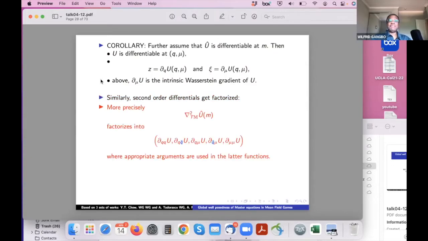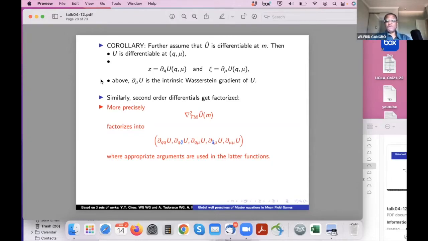Similarly, when you look at second order differential operators, they get factorized. So the Hessian of U, which I wrote on the tangent space, is going to factorize into objects which depend only on Q and mu. And I have written there the list of objects. So when you write your second order Taylor expansion in the Hilbert space, you see a second Taylor expansion appear on the Wasserstein space. And from the second Taylor expansion, you can identify the objects I have there.